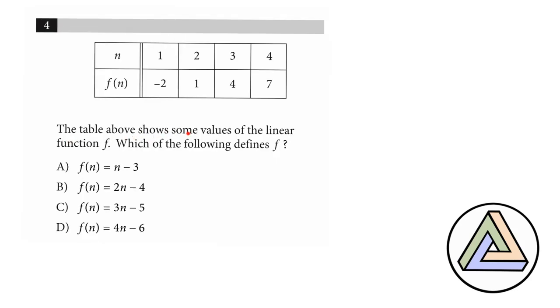The table above shows some values of the linear function f. Which of the following defines f? Yeah, so you have a list of choices here. These are all linear, meaning they're presented, or they at least could be presented, in y equals mx plus b, that sort of y-intercept form, which is one way of writing a linear equation.